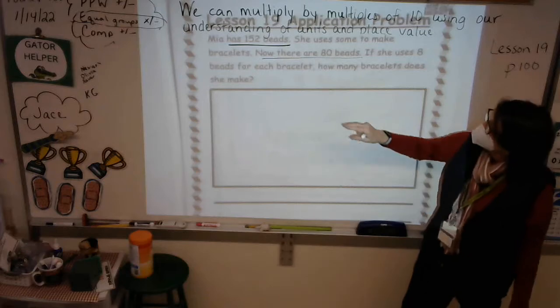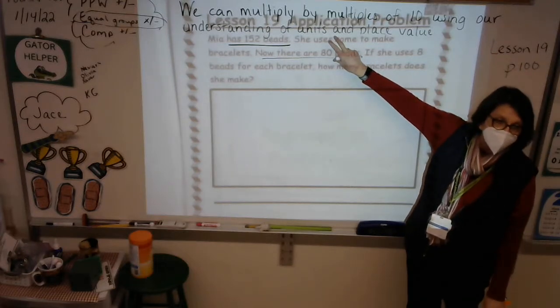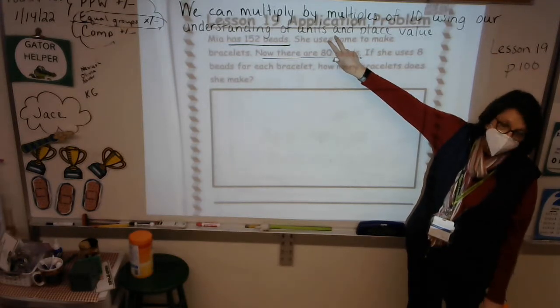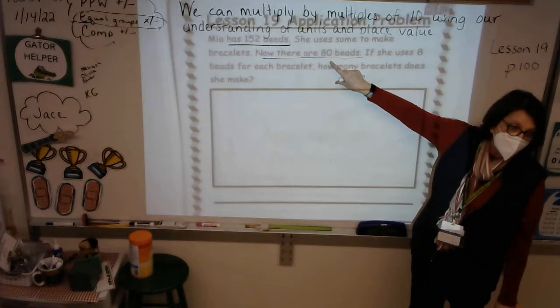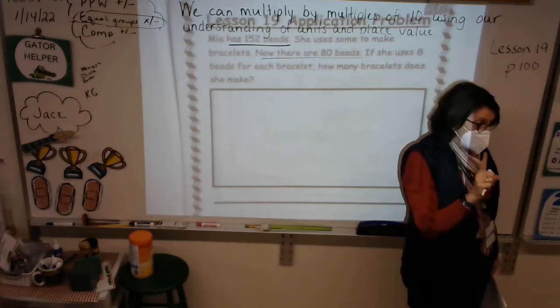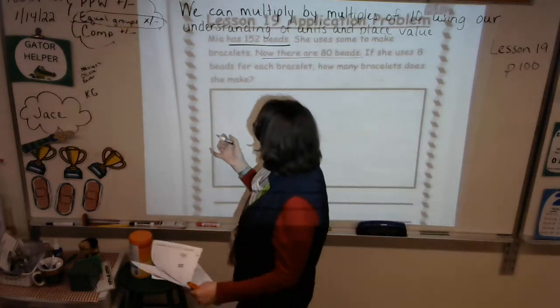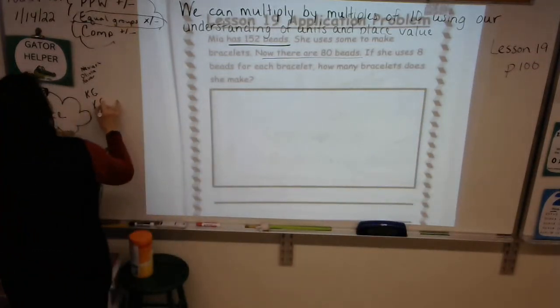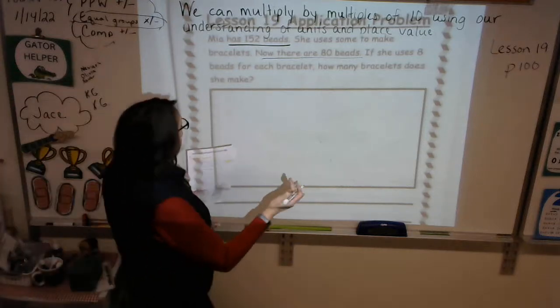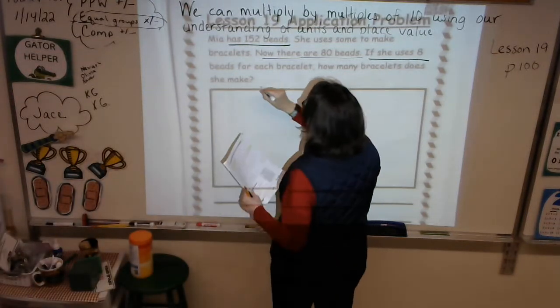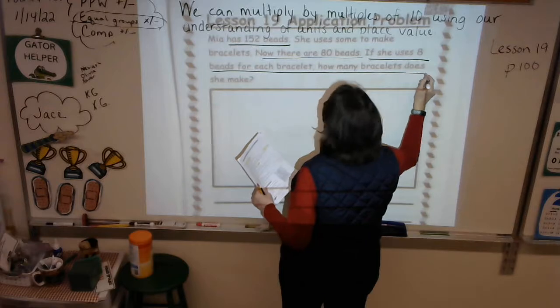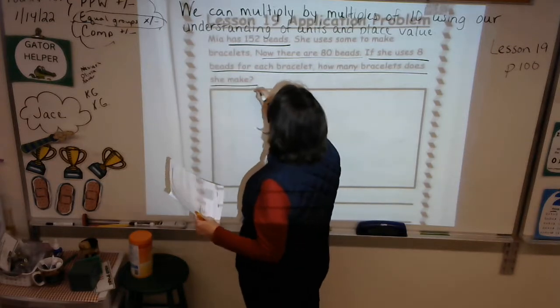That's why it's a two-step problem, because they give you this, but they don't tell you how many beads she uses. All they do is tell you that she has 80 left. So our first job is to find out how many she used. So nice job, Xavier. Excellent. So that will be our first question. But then what happens? Now, if she uses 8 beads for each bracelet, how many bracelets does she make?